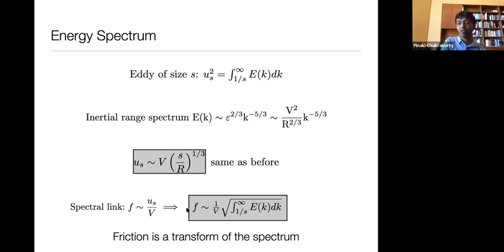In other words, friction is but a transform of the spectrum. Okay, so why introduce this energy spectrum? What's the benefit that we are going to get from it? Well, one thing is it gives us a very simple visual way to think about what is the missing element in our model.